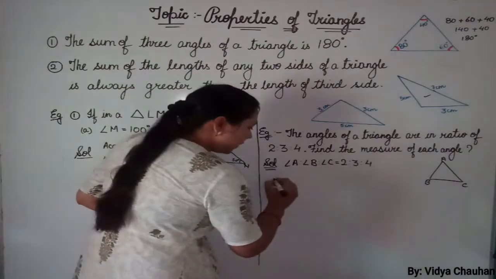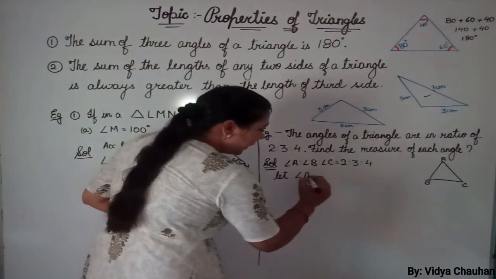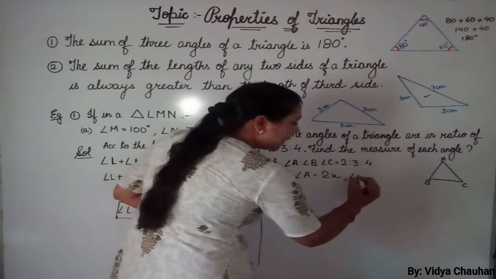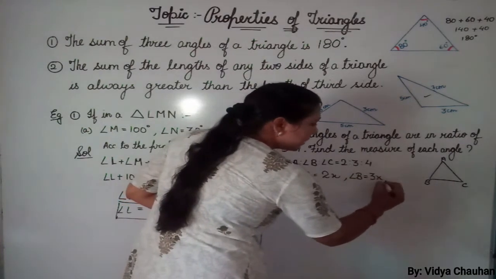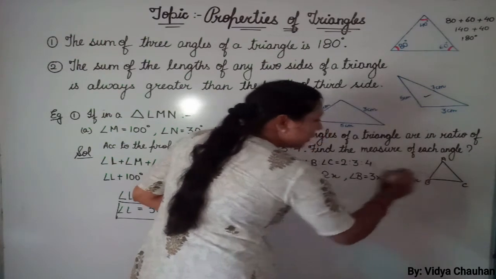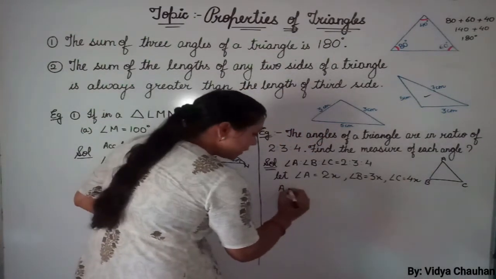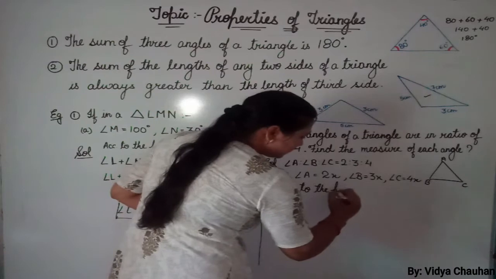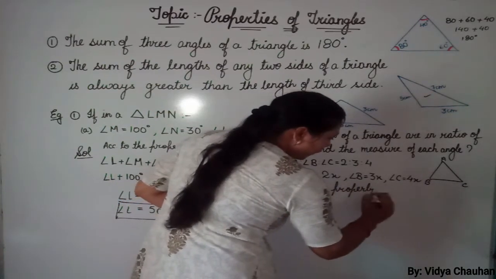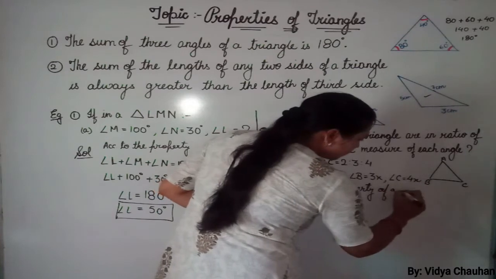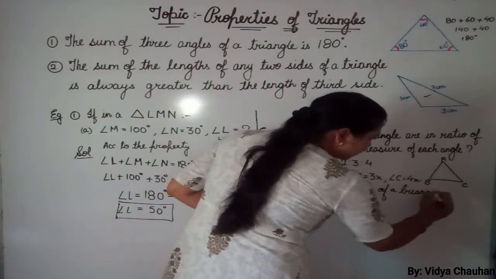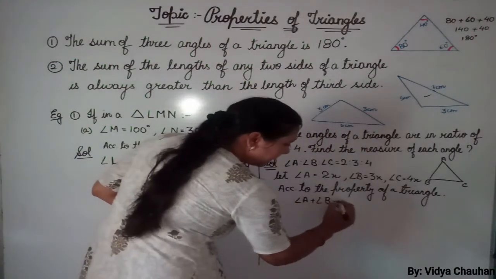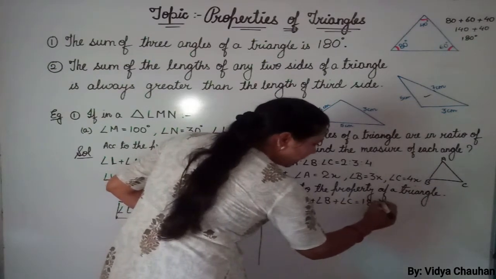So how are you going to do that? First, let angle A be equal to 2x. Then what will be the value of angle B? It will be 3x, and angle C will be equal to 4x. Now once again, using the property of a triangle, according to the property of a triangle, angle A plus angle B plus angle C is equal to 180 degree.